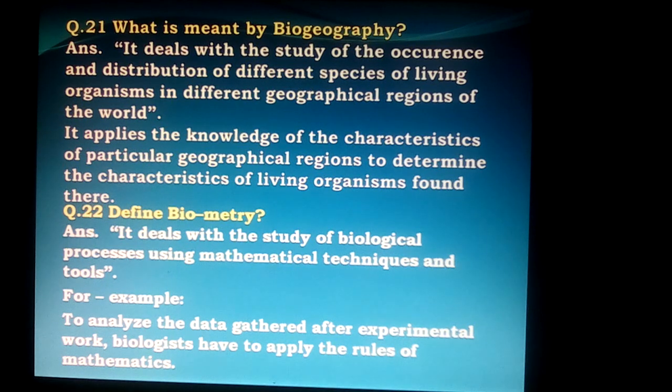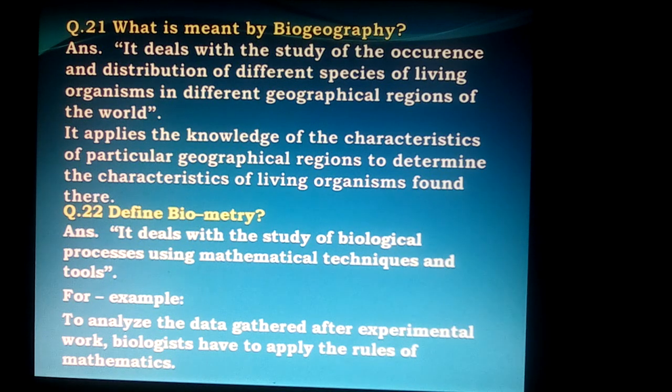Then comes question 22, define biometry. It deals with the study of biological processes using mathematical techniques and tools. In the beginning, when students after matric have to join first year, they say I will take pre-medical. So in matric class, why are we studying maths? Maths is everywhere. When you study biology, you do some experiments, and for experiments you need calculation, so you need mathematics. This relation of biology and mathematics is called biometry.